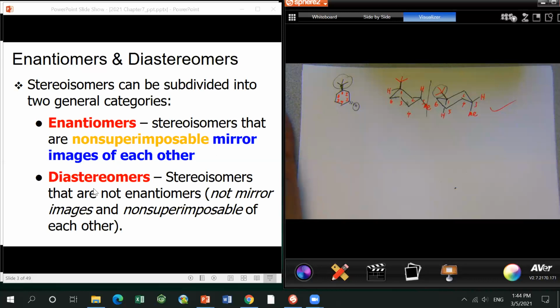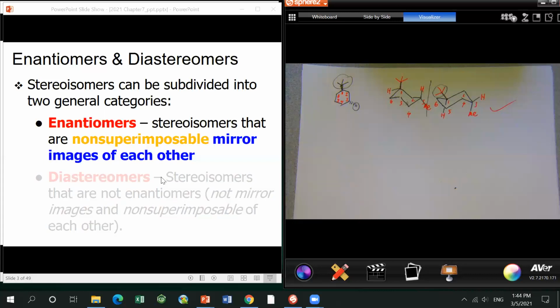Once you understand what an enantiomer is, the following is pretty easy. The definition of a diastereomer: first they have to be stereoisomers, and second, as long as these two stereoisomers are not enantiomers, then these two molecules are diastereomers. That's important. It means they are not mirror images and are non-superimposable stereoisomers. We will learn the enantiomer first, and then the diastereomer will be easy.